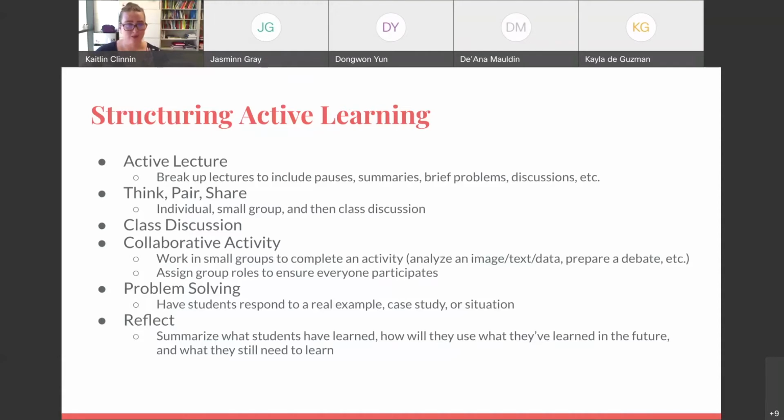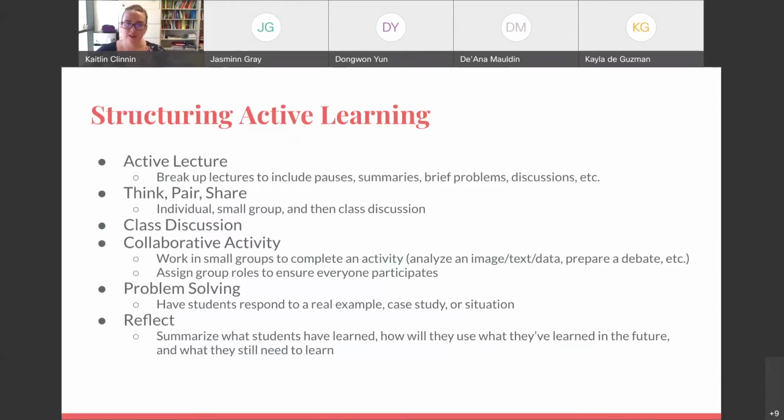Problem solving, such as having students respond to a real example, a case study, or a situation, so that they're responsible for applying the knowledge that they have developed. And this is often really exciting for students because we want them to get engaged with some of the thorny problems in our discipline. That's what's going to get students interested, and to create our future scientists or writers or psychologists. So bringing in some real world examples and letting them try to figure out what to do about it.